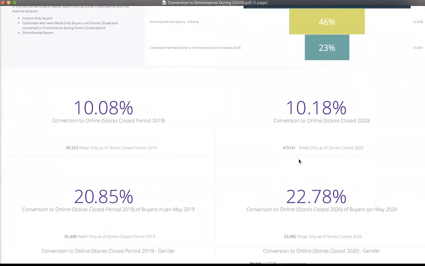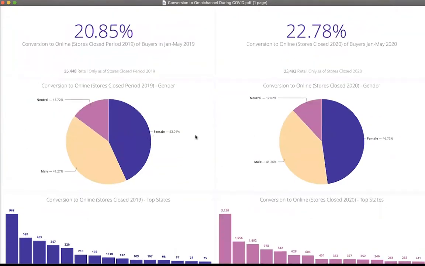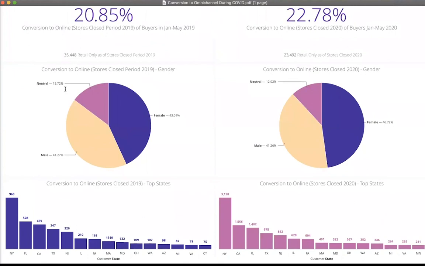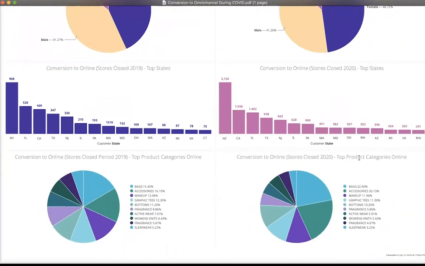Next, we have a side-by-side comparison of conversion to online from retail only during the stores closed period in 2020 and the same period in 2019 on the left-hand side. We also look at this conversion rate out of the buyers who shopped through January to May, so they were active in that year. It's followed by a side-by-side comparison of, again, the gender breakdown of people who converted to online from being retail-only customers, their top states, and their top product categories online during the stores closed period.